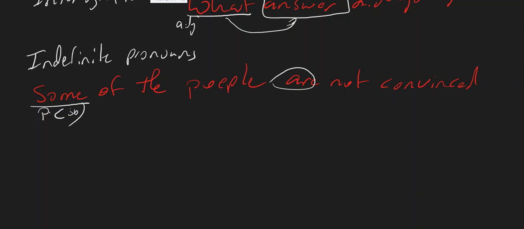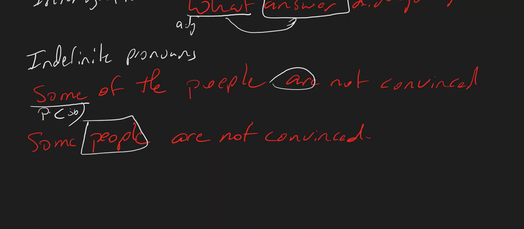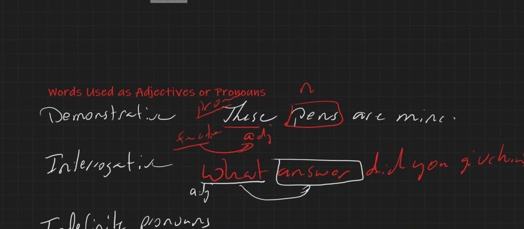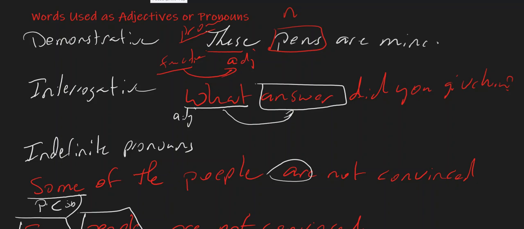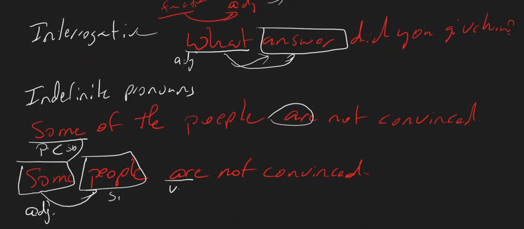But if I reframe the sentence as such, "some people are not convinced," then the subject of the sentence is actually people, and then the verb, and the some modifies people, therefore some here is an adjective. So a general rule for the pronouns here, interrogative, indefinite and demonstrative pronouns, is that if they precede a noun, then they function as adjectives. In the example of these pens, what answer, and some people.